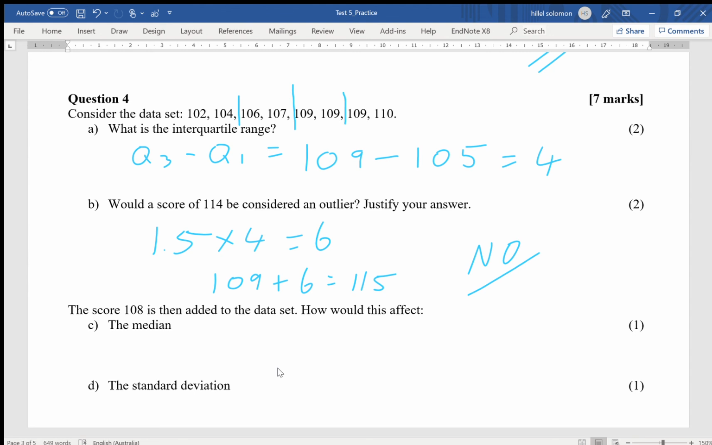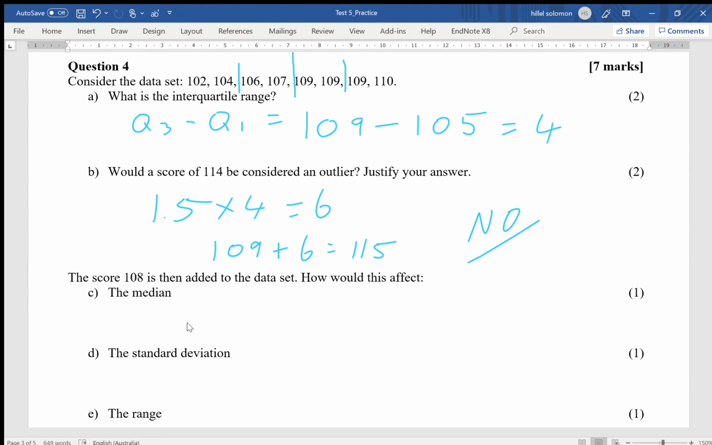Okay, the score 108 is then added to the data set. How would this affect the median? So when it says how would this affect, that means would it make it higher, lower, or keep it the same? In this case, we can look up here and notice that our median is between 107 and 109. Our median is 108, so adding the score 108 would not change that at all. The median would not change.